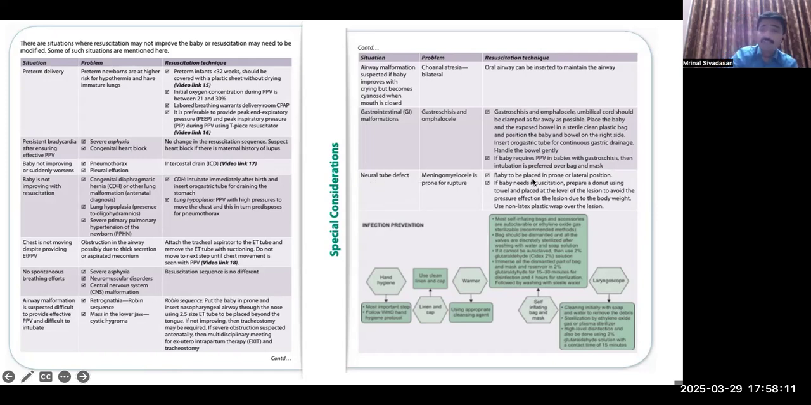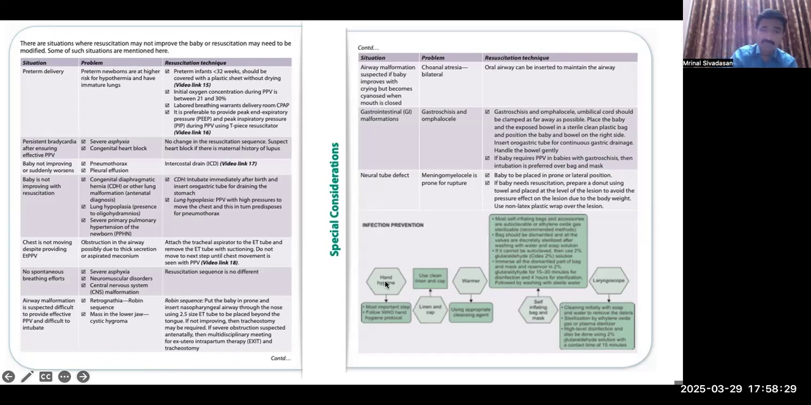Neural tube defect, meningomyelocele: the baby is placed in prone or lateral position, and if the baby needs resuscitation, place a donut made of towel at the level of the lesion to avoid pressure on the lesion due to the body weight. Use a non-latex plastic wrap over the lesion.